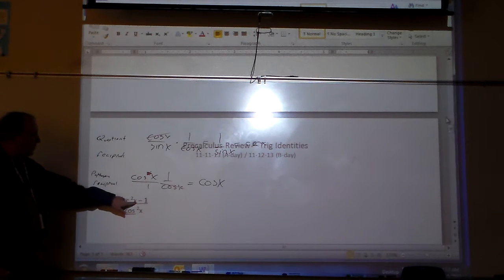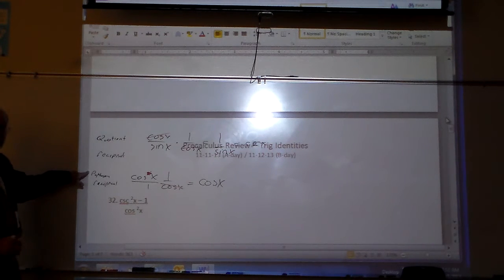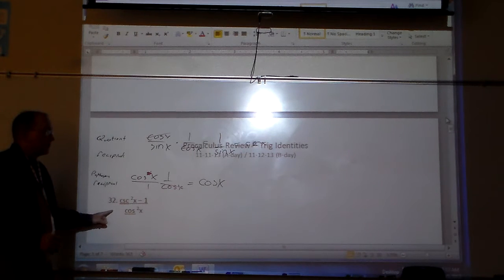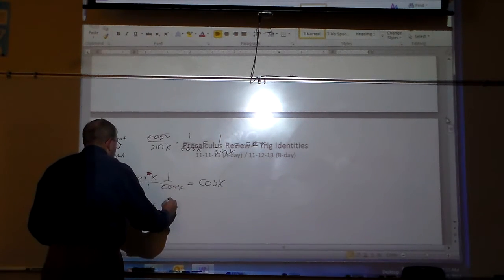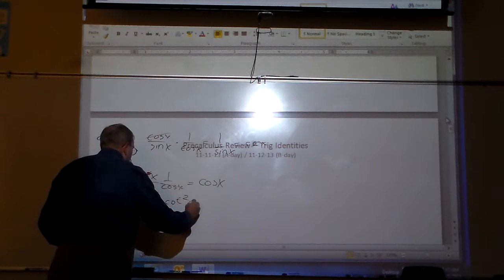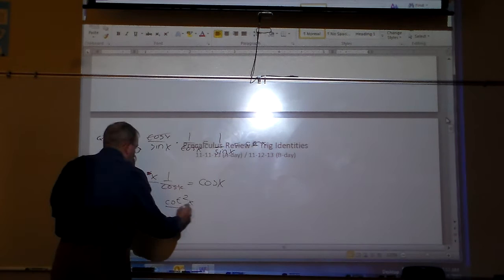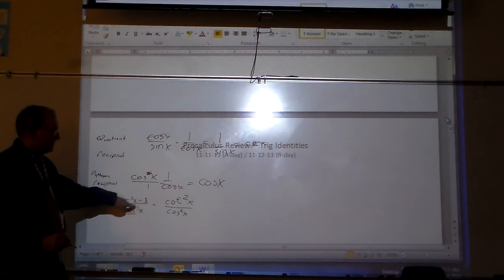Now we have cosecant squared x minus 1. I'm thinking about another Pythagorean here because I see this. I know this, that cosecant squared x minus 1, I believe that is the same thing as cotangent squared x. And I have this over, I'm just going to write it first off over cosine squared x. And then what I'm going to do is this.